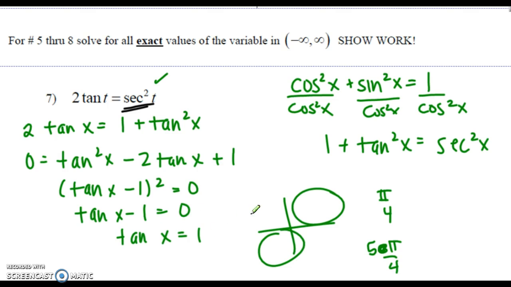Tangent is equal to 1. You're looking at a 45-degree reference angle. Tangent's positive in the first and third quadrant. Pi over 4 plus 2 pi k, and 5 pi over 4 plus 2 pi k.